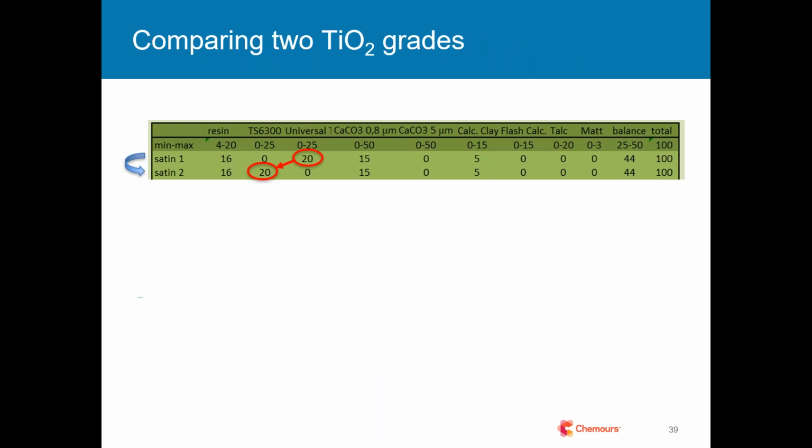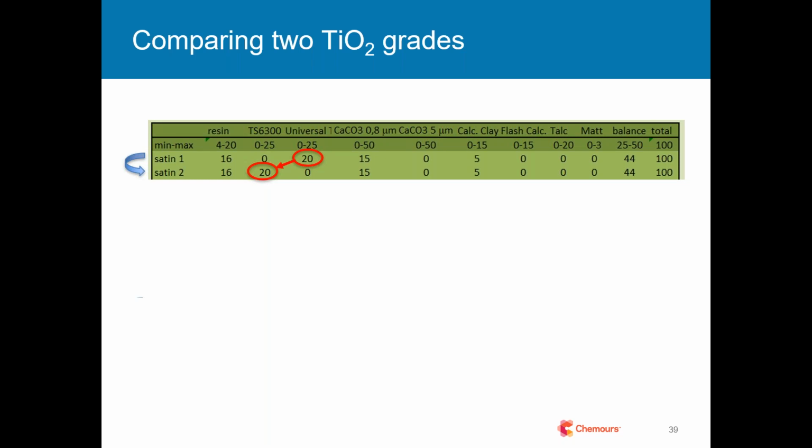Does it always work? Well, not always. Let's find out when it works and when it doesn't work. Here we did a simulation for a satin paint. We replaced the universal grade at 20% with 20% of the TS6300 paint pigment. We kept everything else the same.